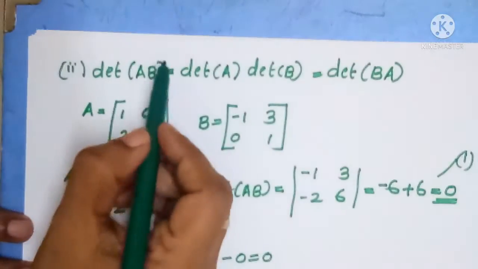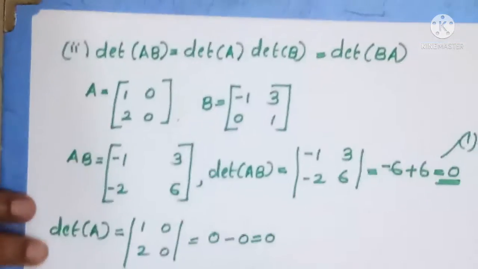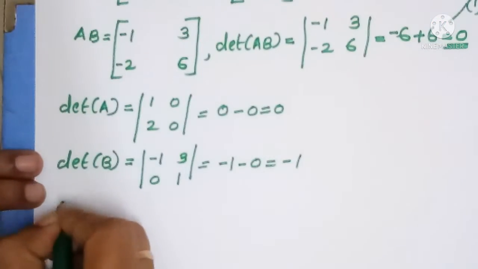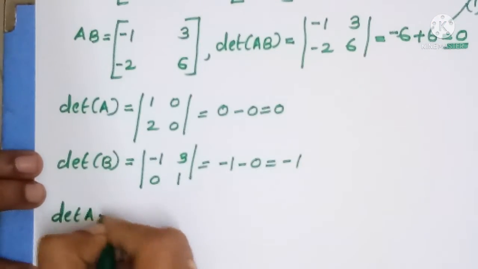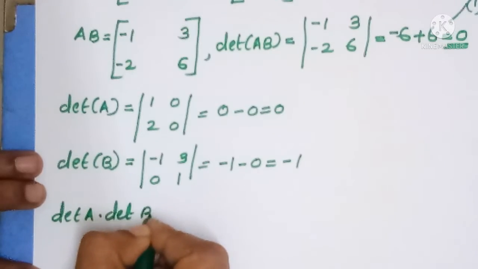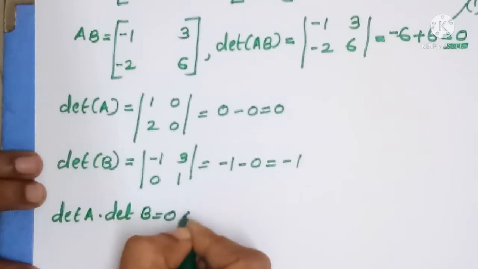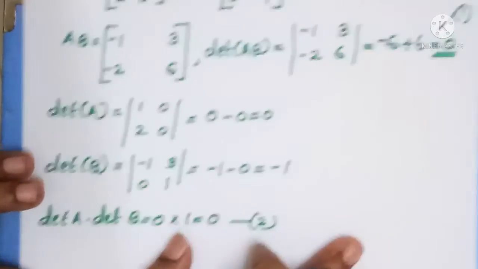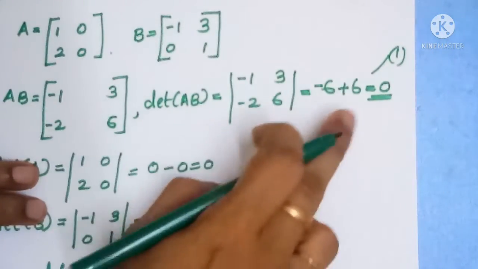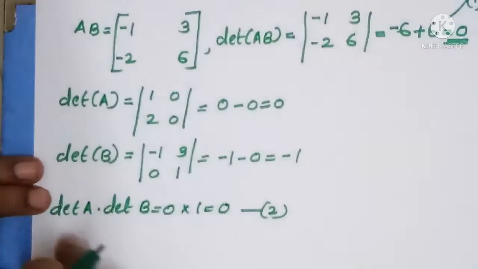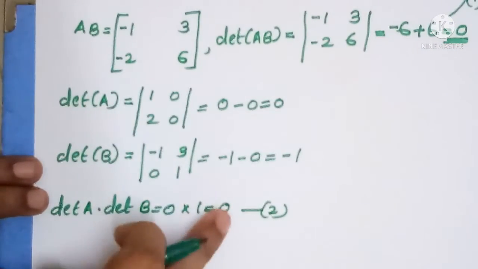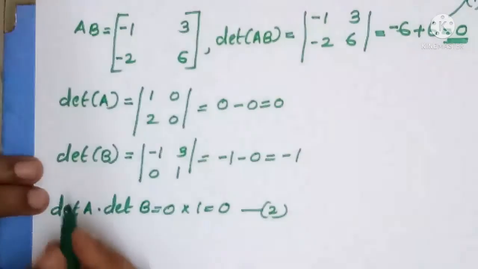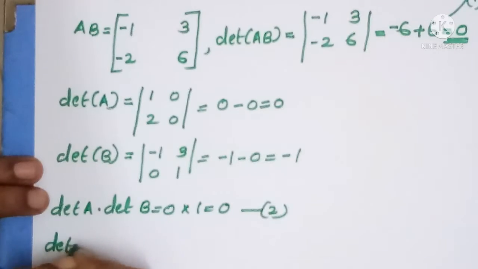Here we need to multiply the determinant of A into the determinant of B. So det A into det B: 0 into minus 1 comes 0. So this is equation number 2. Here we get the determinant of AB equal to 0, and det of A into det of B equal to 0. So here we need to find the determinant of BA.